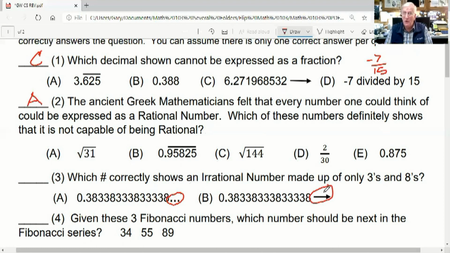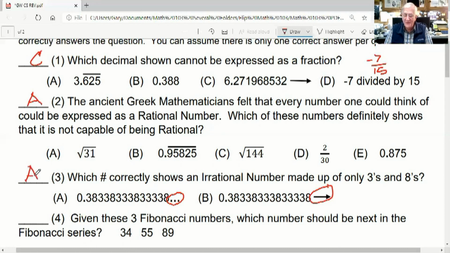What does an arrow mean? An arrow means what? It goes on forever. It's all over the place. It cannot show a pattern, in other words. So your correct choice is choice A.